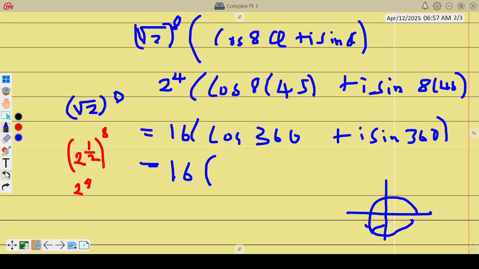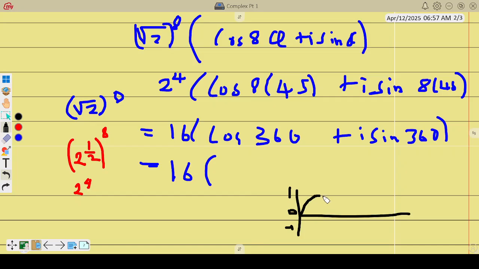Cos 360. You remember from trigonometry lesson 7, where we drew the basic graphs: 1, 0, negative 1. The graph for sine goes like that. This is the point for 360. So sine 360 is 0. And then cos 360 is 1.